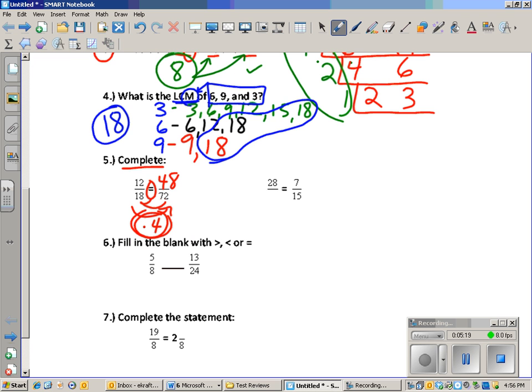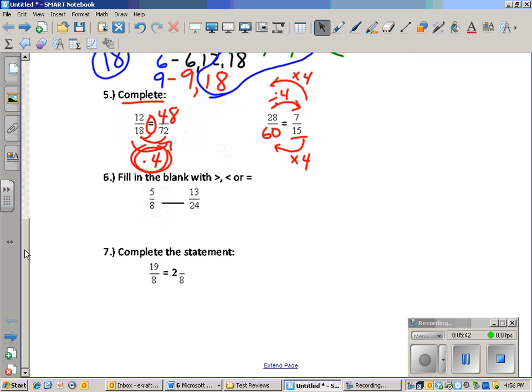And then over here we had to decide, how did we go from 28 to 7? Well, that was divide by 4, right? The other direction would be a multiply by 4. And since I'm going to go this direction down here, I need to multiply by 4. 15 times 4 is 60.